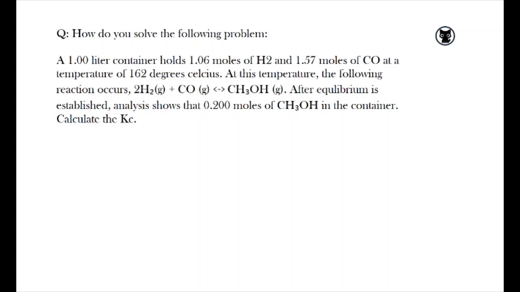A classmate asked, how do you solve the following problem? A 1.00 liter container holds 1.06 moles of H2 and 1.57 moles of CO at a temperature of 162 degrees Celsius. At this temperature, the following reaction occurs: 2 H2 gas plus CO gas produces CH3OH. After equilibrium is established, analysis shows that 0.200 moles of CH3OH is in the container. Calculate the Kc.